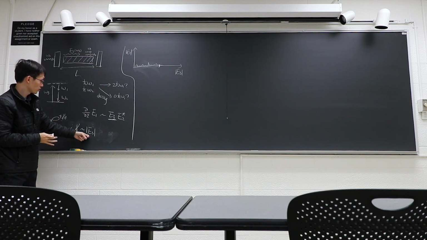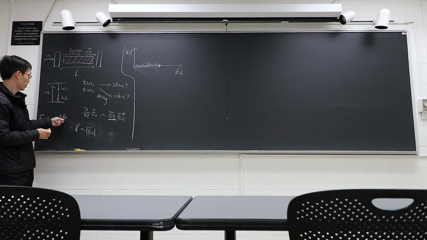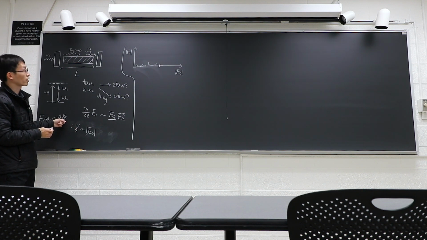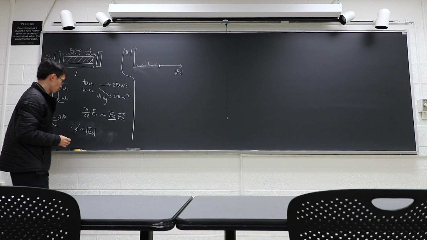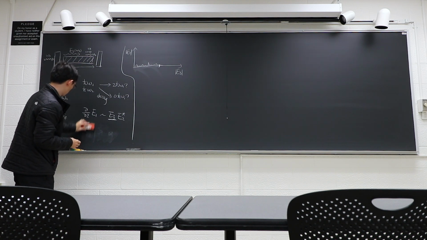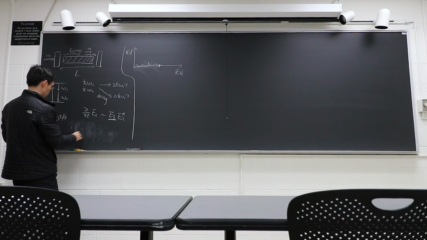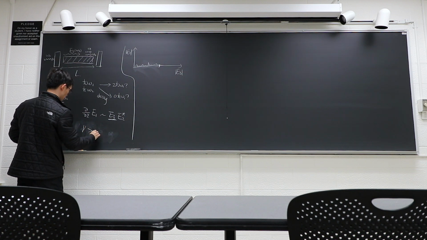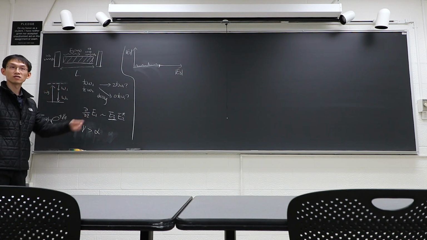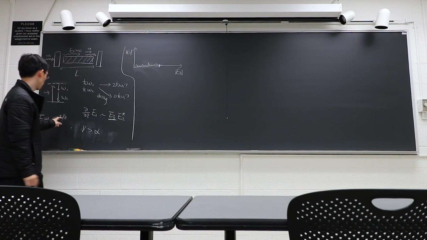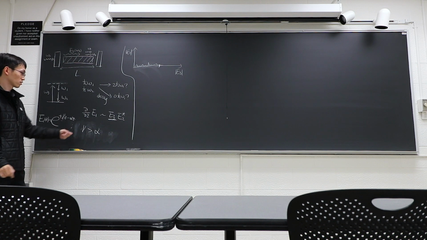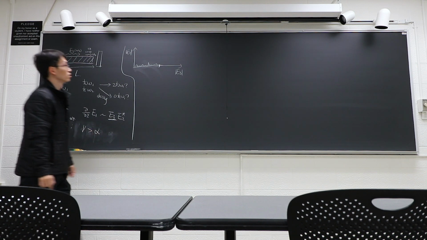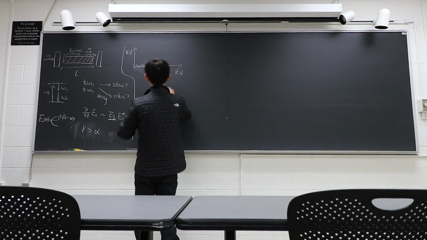If your E3, the pump, is large enough, then you can create a huge gain to overcome this loss. Actually, we can make a prediction here. I would guess this is larger than alpha. That's a threshold condition, right? This is a gain, and then you have a loss; gain larger than loss, you get lasing.